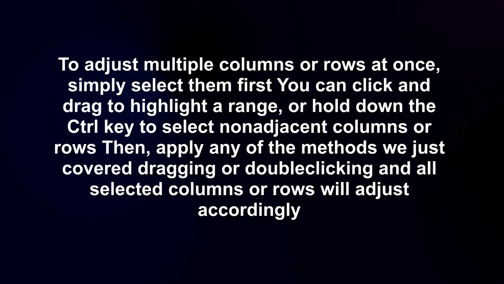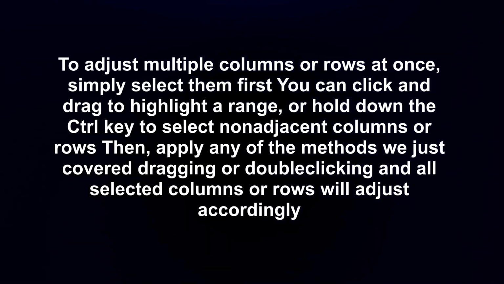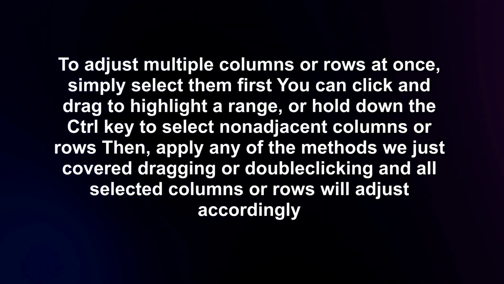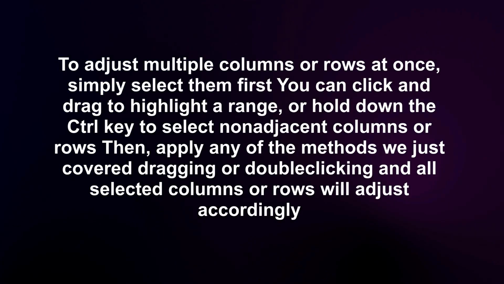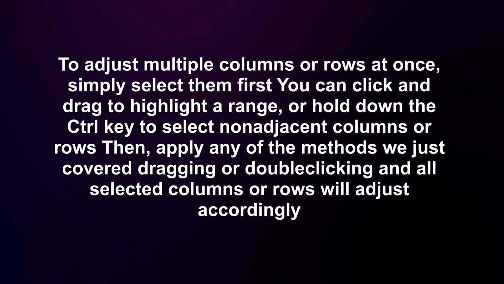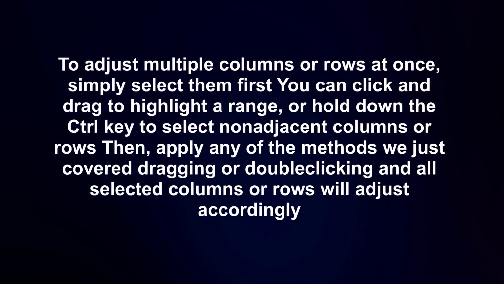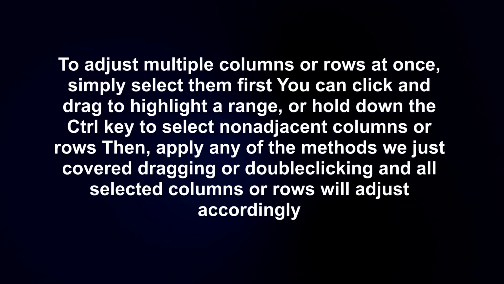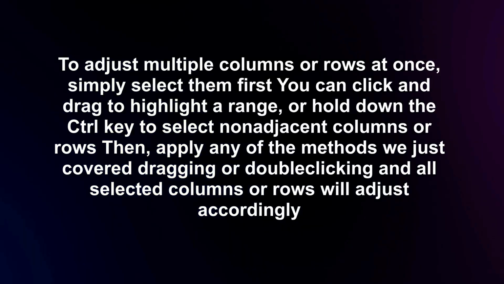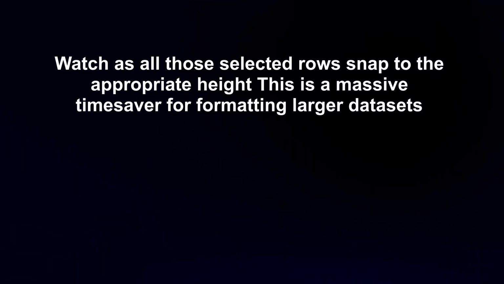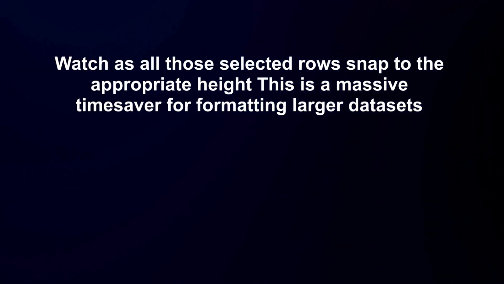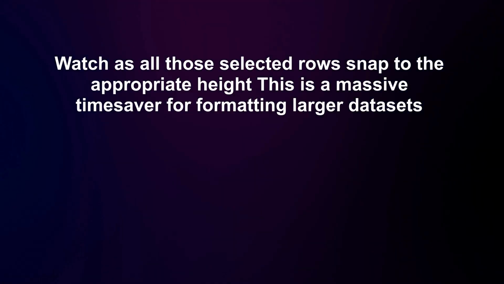To adjust multiple columns or rows at once, simply select them. First, you can click and drag to highlight a range, or hold down the Ctrl key to select non-adjacent columns or rows. Then, apply any of the methods we just covered, dragging or double-clicking, and all selected columns or rows will adjust accordingly. Watch as all those selected rows snap to the appropriate height. This is a massive time saver for formatting larger datasets.